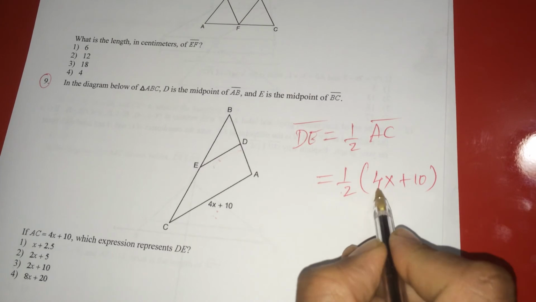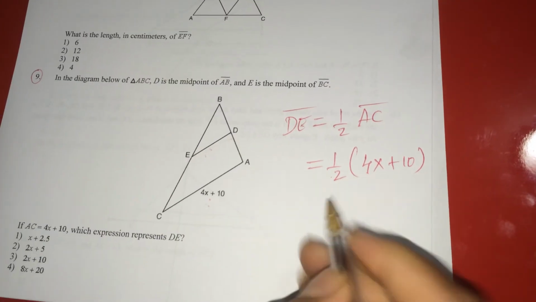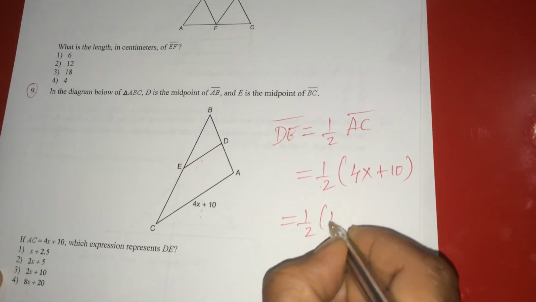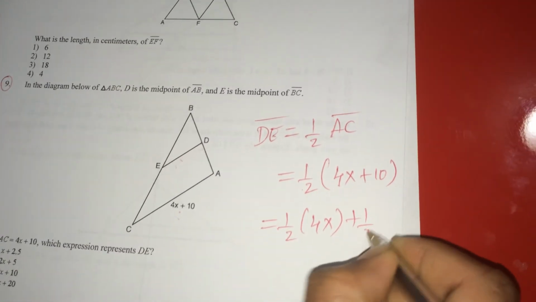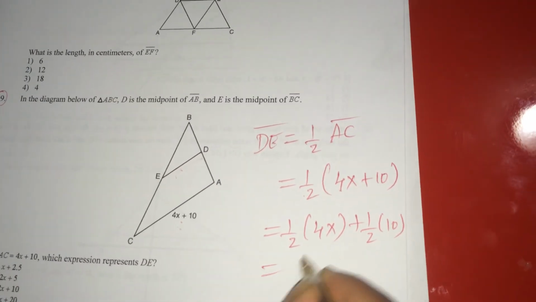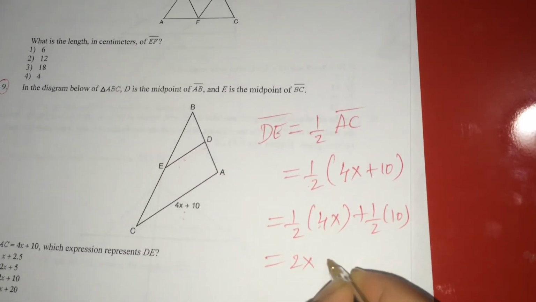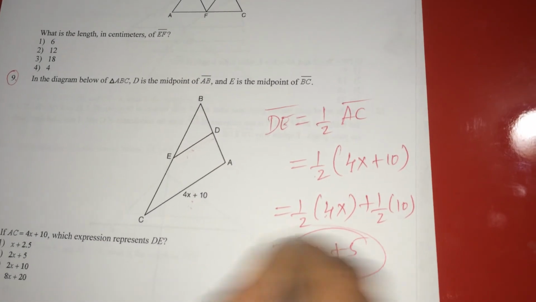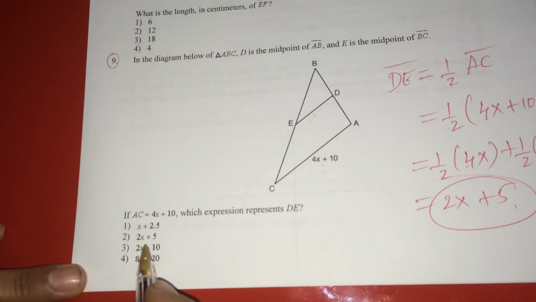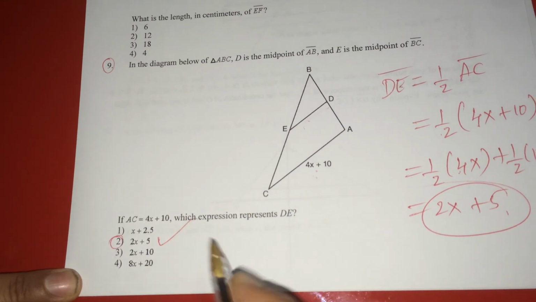Therefore, half of AC means half of 4x plus 10. So you have to multiply the half for each term using the distributive property. Half of 4x plus half of 10. Half of 4 is 2, so 2x. Half of 10 is 5. So 2x plus 5. If I search for the answer, I get the second one as the correct answer.